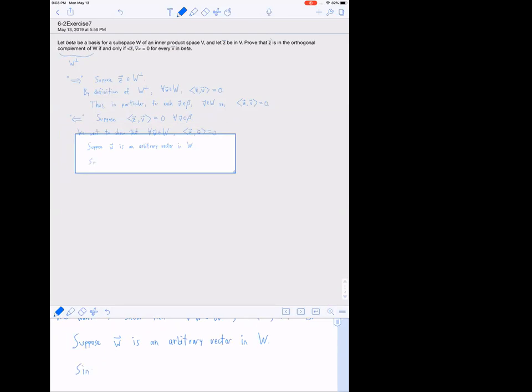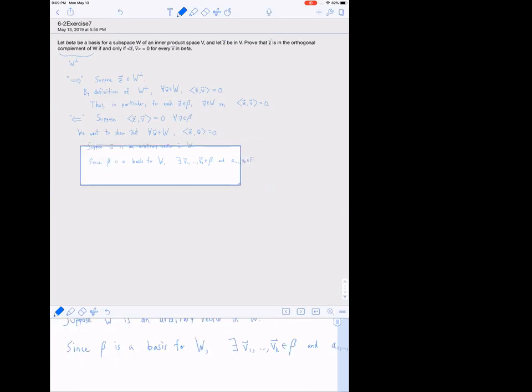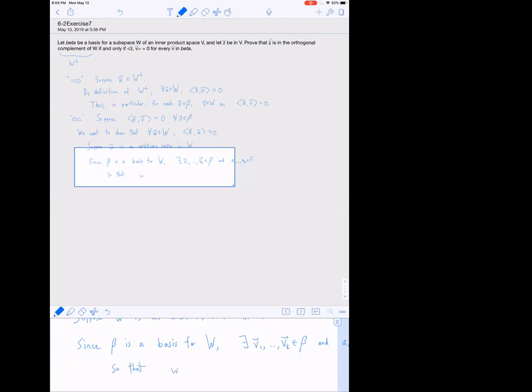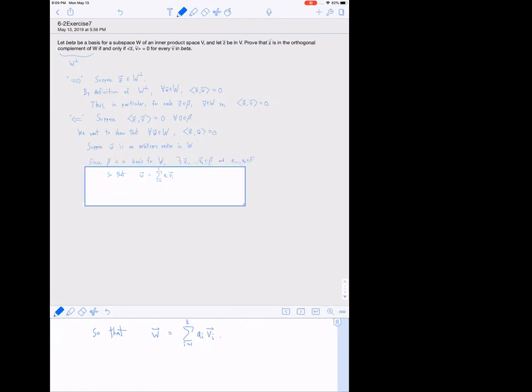So since beta is a basis for W, there exist, I'll now label them, say, V1 through VK in beta, and I'll say A1 through AK in the field, so that W is that linear combination, the sum from I equals 1 up to K of AI VI for those basis elements V sub I. Then, well, what happens now when we take the inner product of Z with W?